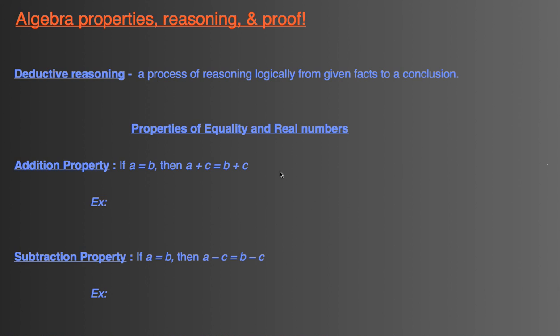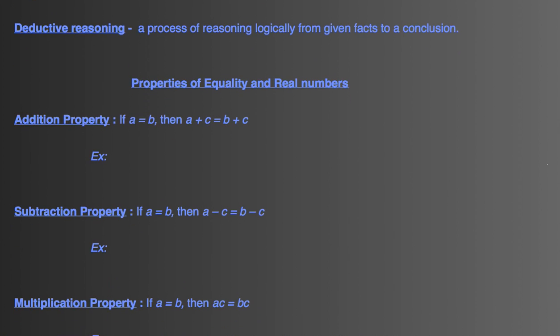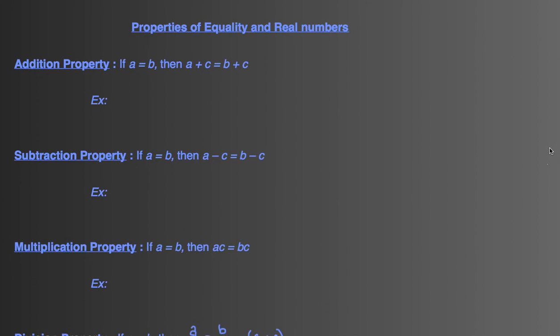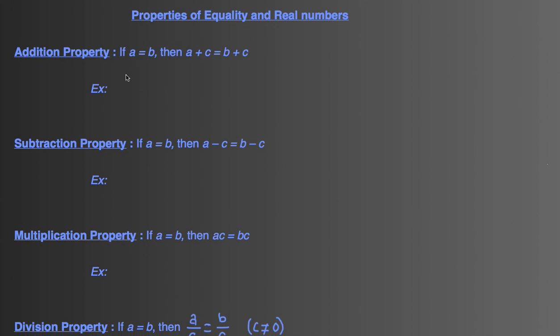So let's look at a little refresher of some of our algebra properties. Let's start with the addition property. It says if A equals B, then A plus C equals B plus C. In other words, if we add the same number to both sides of the equation, then the equation still holds true.